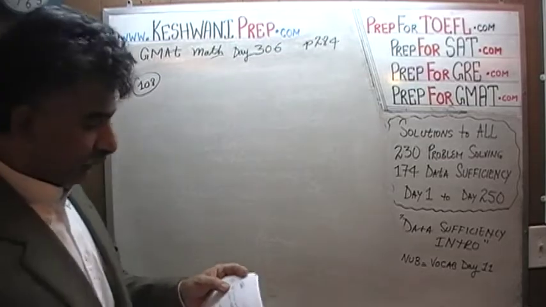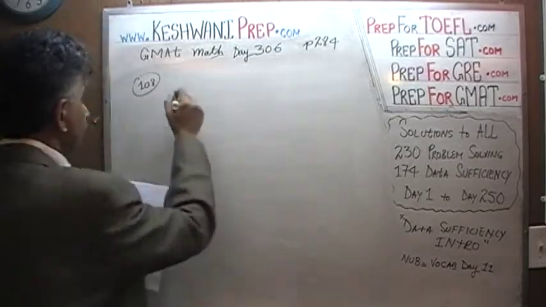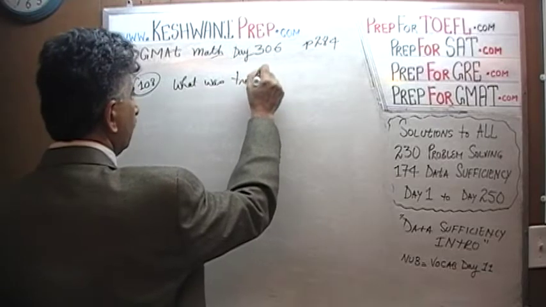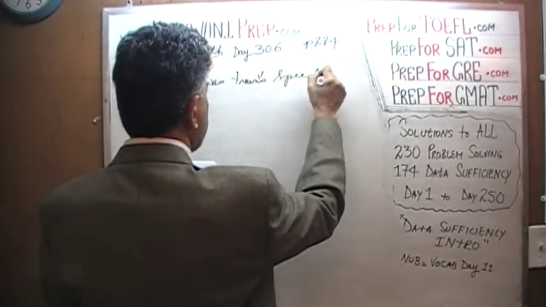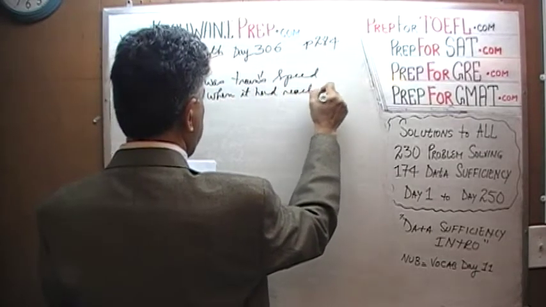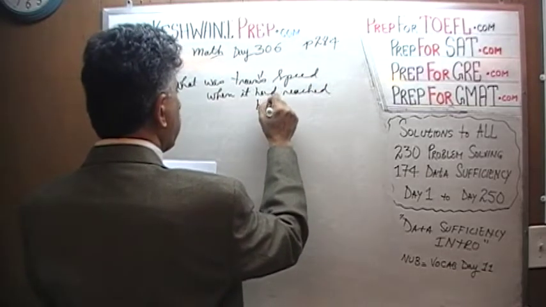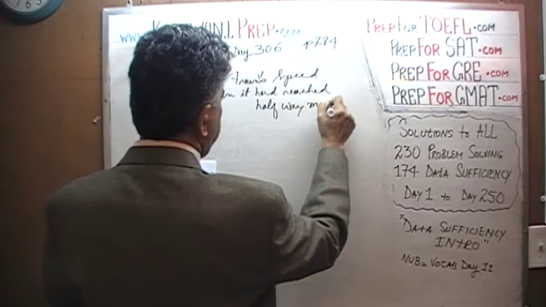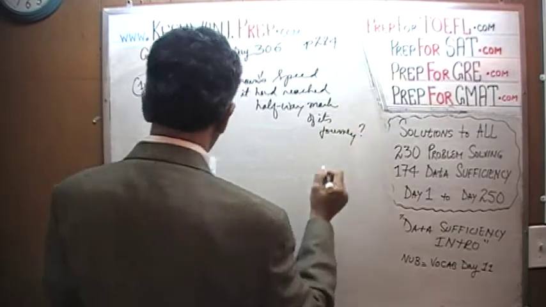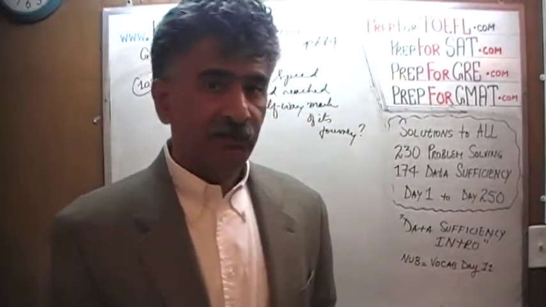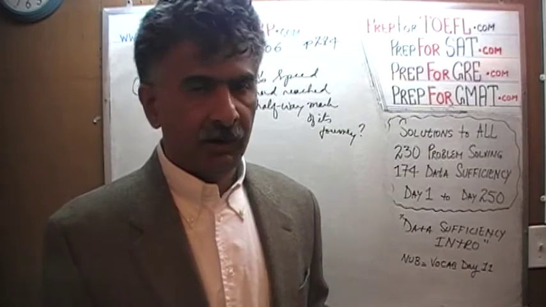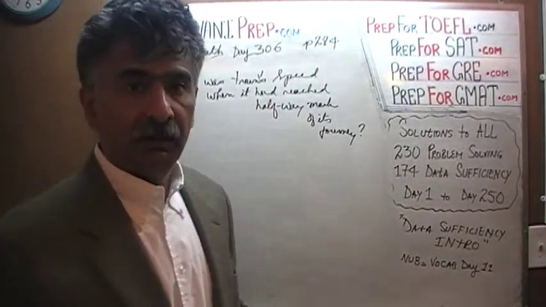108 is a very straightforward question. The question is, what was the train's speed when it had reached the halfway mark of its journey? What was the train's speed when it had finished half its journey? That's it. As always, the question is always straightforward. It is the answers that we need to worry about. Those are the ones that get a little prickly sometimes.